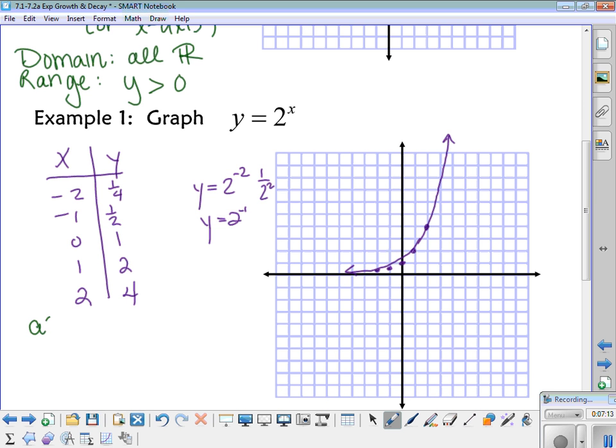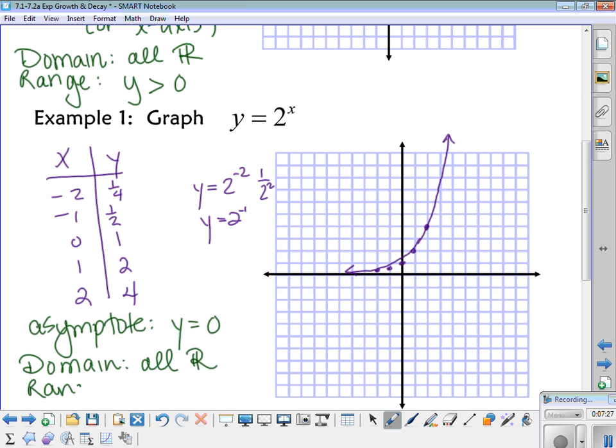So we have an asymptote of y equals 0. And my domain and range is still the same thing. My domain is all real numbers. And my range is that y is greater than 0.